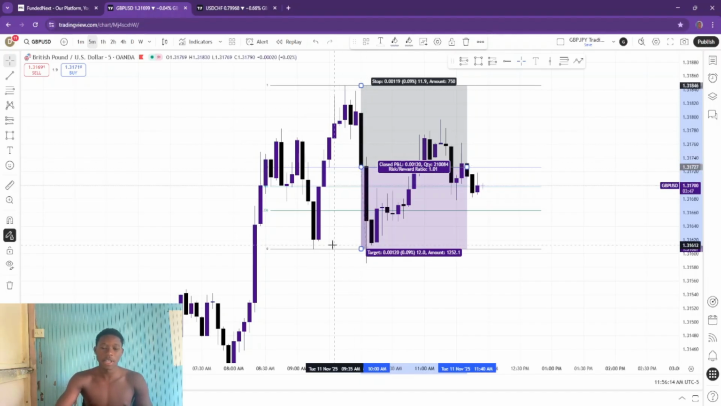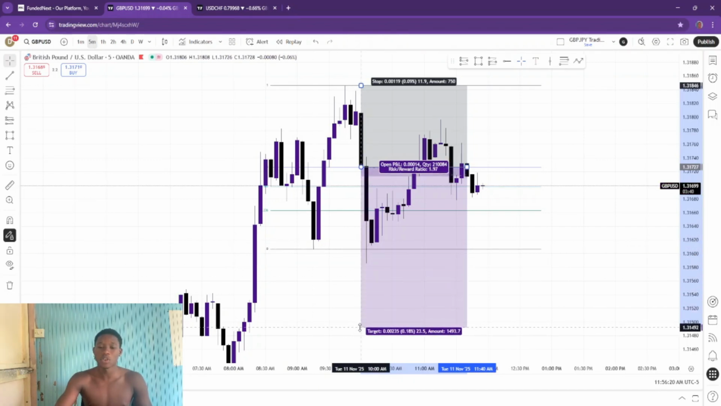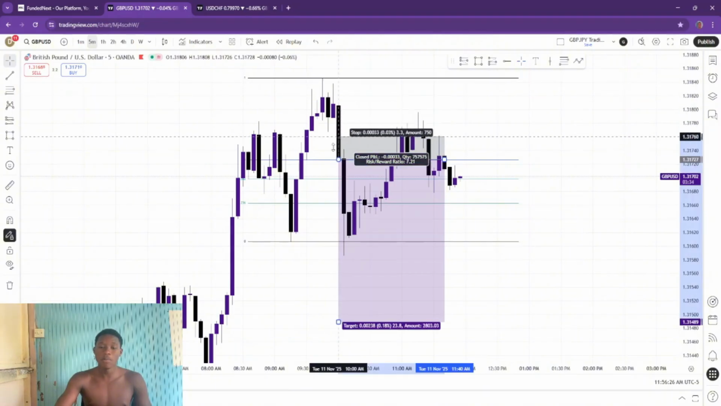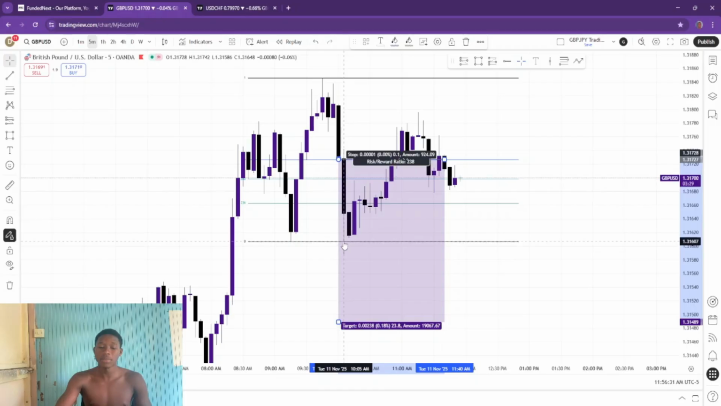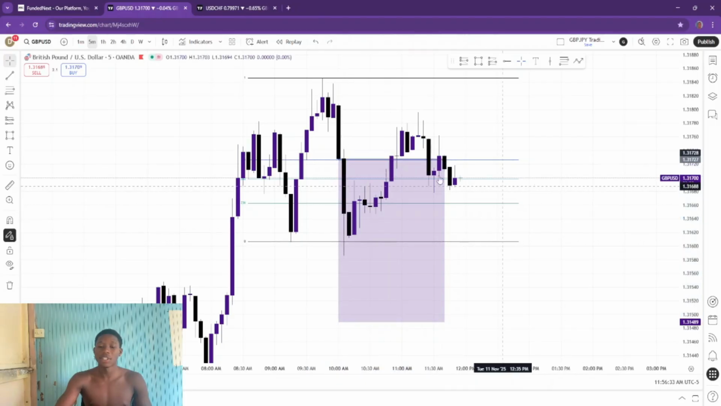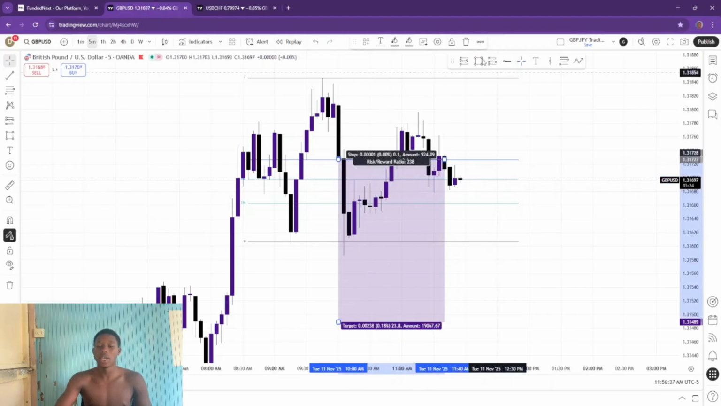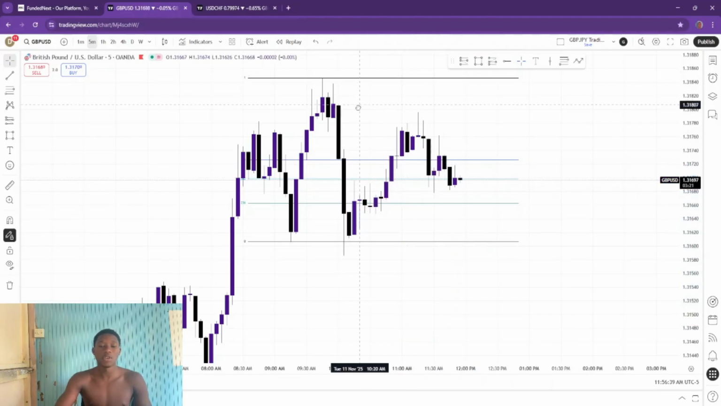After I draw the Fibonacci tool, I put my take profit one at the bottom, which is at the low of the trend leg, and then I put my take profit two at 122. After price hit my take profit one, I moved my stops to break even. Then price hit my break even, moving me out of the trade. So yeah, that's how I got the profit on GBP USD.